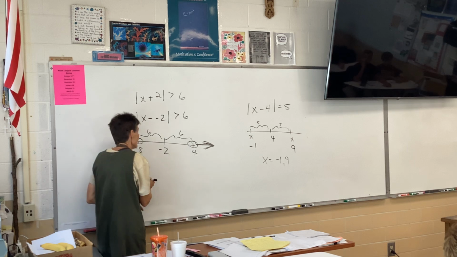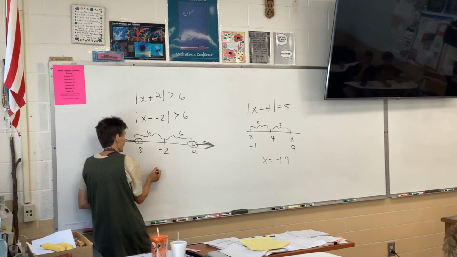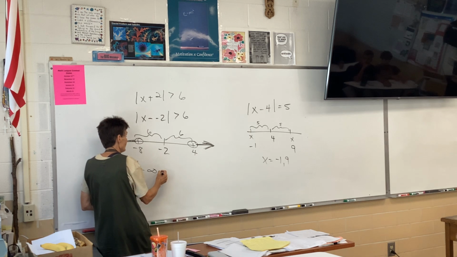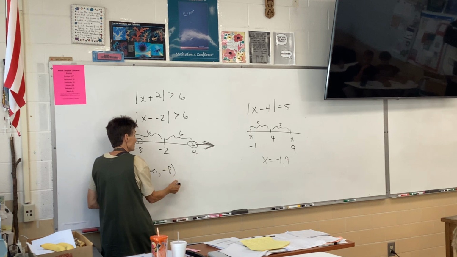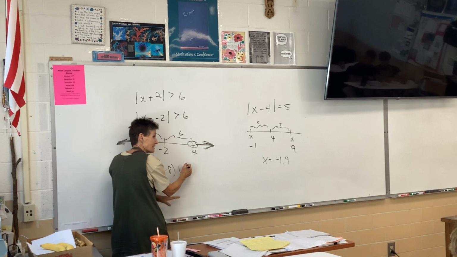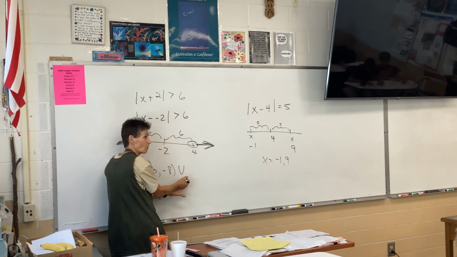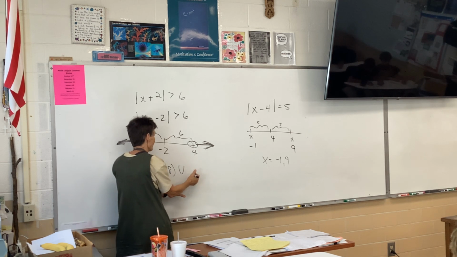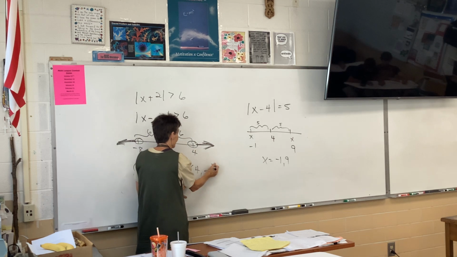So what's my answer? Let's use interval notation, -infinity to -8. Union, that's the mathematical symbol for or, 4 to infinity. Beautiful.